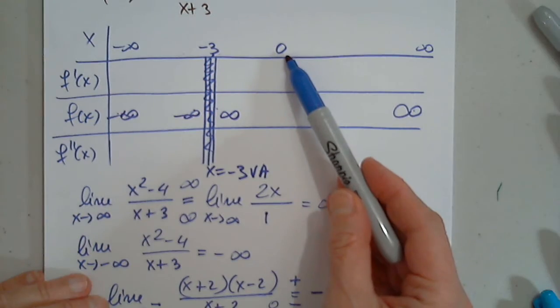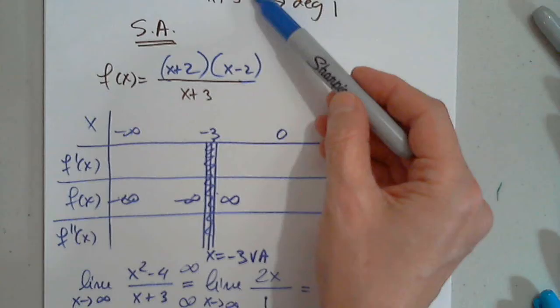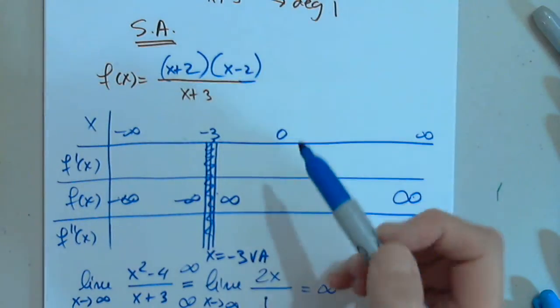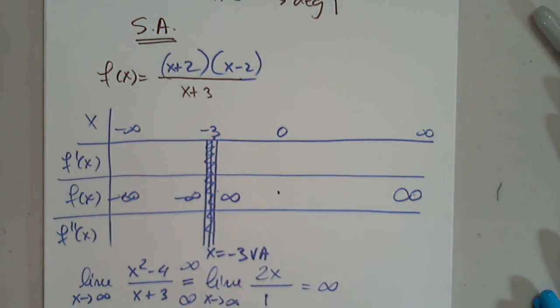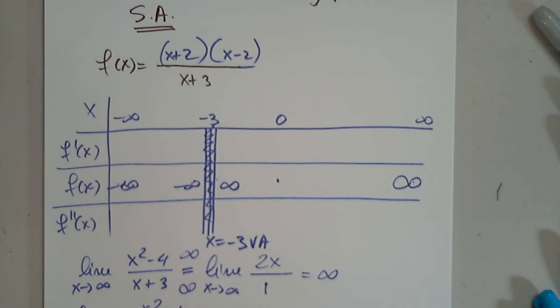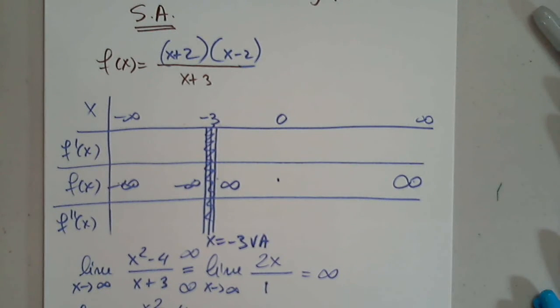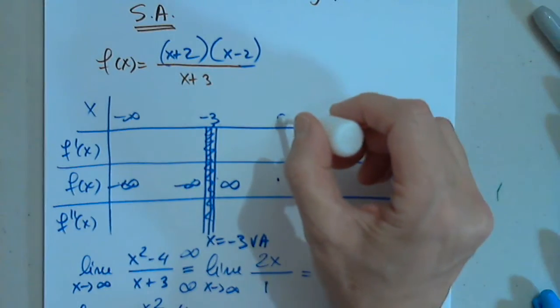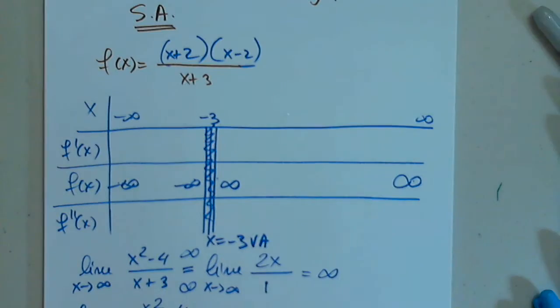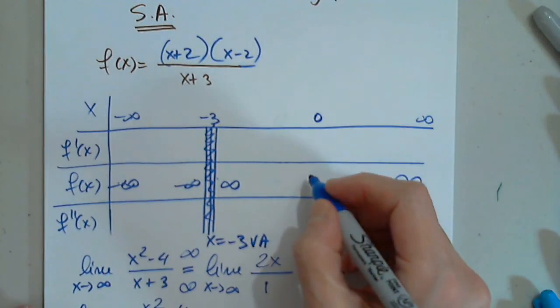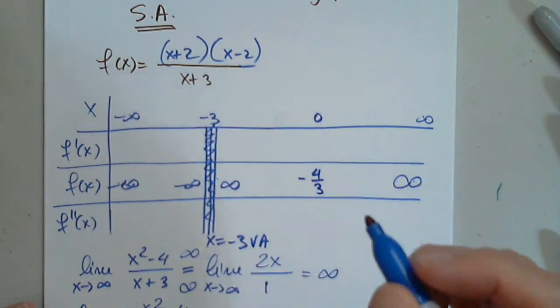I have to plug in 0. Can anyone plug in 0 here and tell me the answer so I can write it here? Negative 4 over 3. Excellent. I'm going to move it a little bit to the right. Excellent. So negative 4/3.